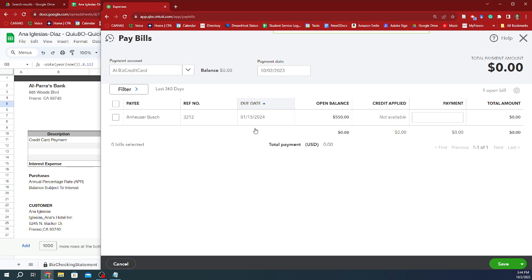Especially if they're going to different vendors. You can only have one source of payment per vendor. You cannot cut a check to three different vendors as you did before, right? And so just remember that.